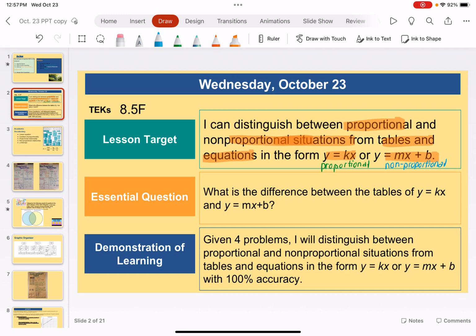Then the essential question is, what is the difference between the tables of y equals kx and y equals mx plus b? So for y equals kx, because it's proportional, we know it goes to the origin. So that means that the table would include that 0, 0 point or the origin point. And for y equals mx plus b, we know it has a y-intercept, which is the b right here. So if our x value is 0 and our y is 6, that means our y-intercept would be 6.